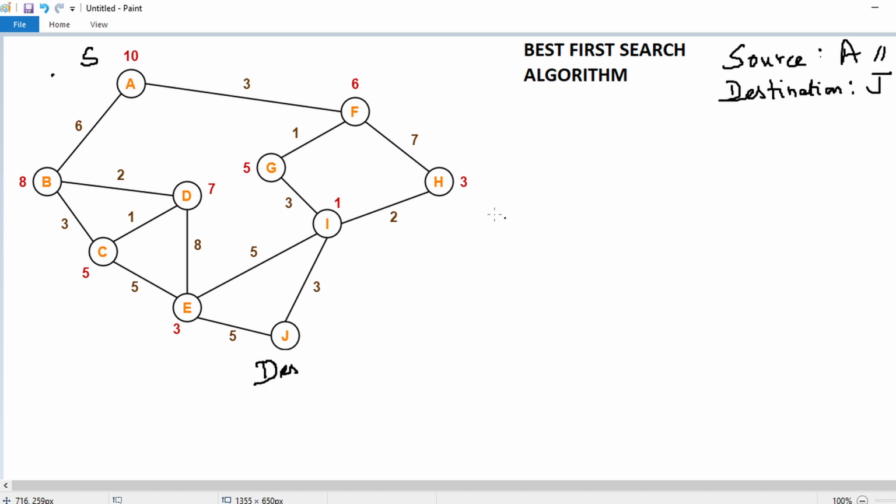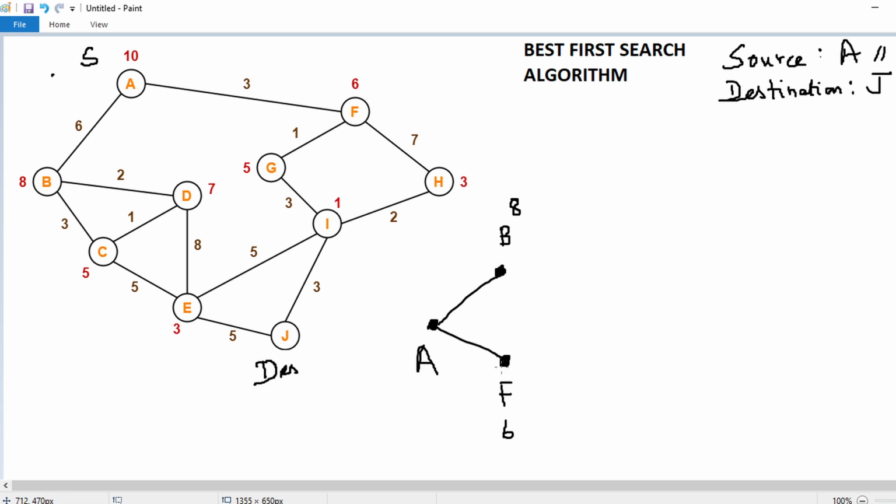So starting is A, the source node. Let us see how this works. We are starting at A, and from A there are two possible places to go: one is B and the other is F. The heuristic value of B is 8, and the heuristic value at F is 6. You see, only the heuristic we have taken into account. This 8 is the straight line distance from B to J, and this 6 is the straight line distance from F to J. We take only this into account to select between the choices.